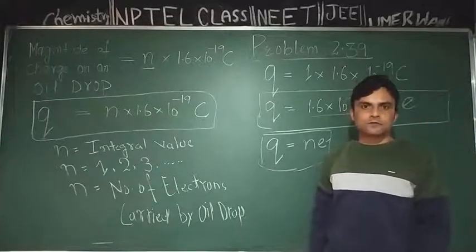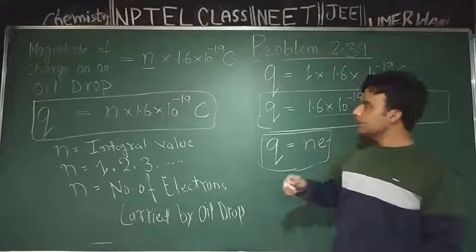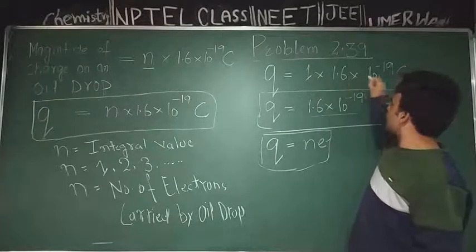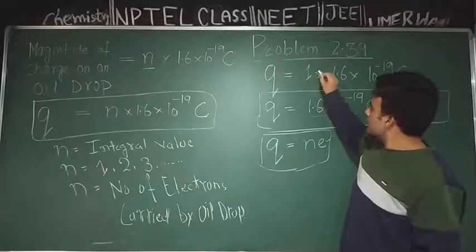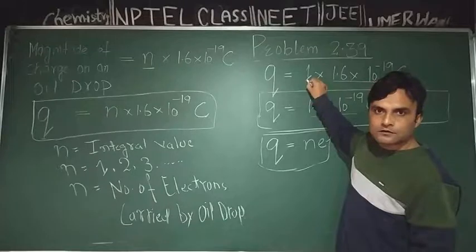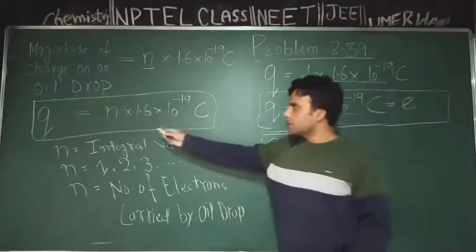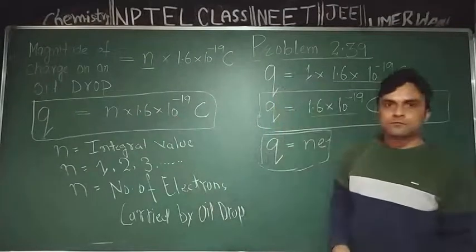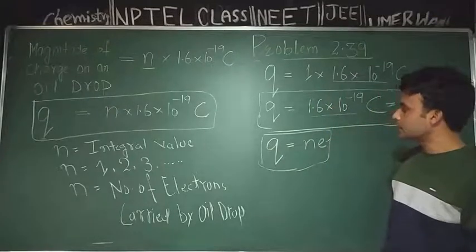What will be the magnitude of charge carried by the oil drop when it carries 3 electrons with it? It will be the magnitude of charge carried by 3 electrons, 3 into 1.6 into 10 raised to power minus 19, which is the magnitude of charge carried by 1 electron multiplied by 3. So at the start I said that the magnitude of charge carried by an oil drop is an integral multiple of a fixed value. And what is this fixed value? The magnitude of charge on 1 electron, equal to 1.6 into 10 raised to power minus 19 coulombs.